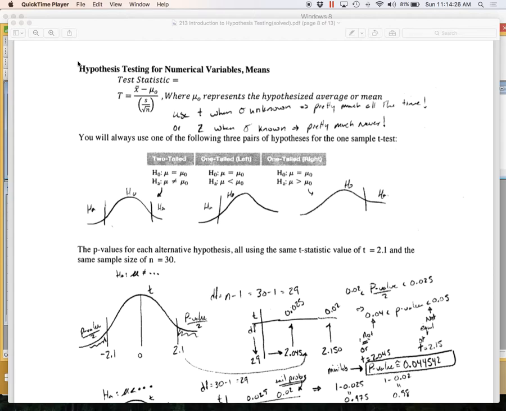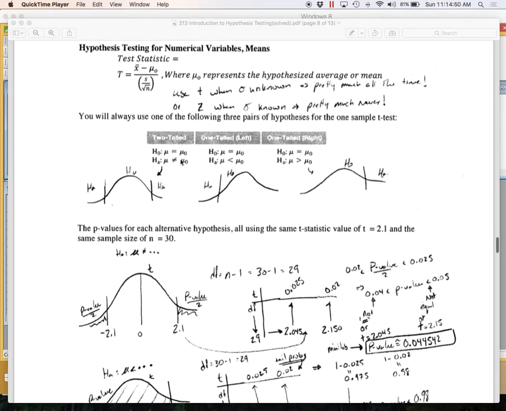Performing a hypothesis test for the mean, or for numeric data. We're going to base this on the t-distribution, simply because, again, we can use a z if we know the population standard deviation, but that's pretty much never. Almost always we'll have to use the t-distribution. So this test statistic is based off of a t-distribution.